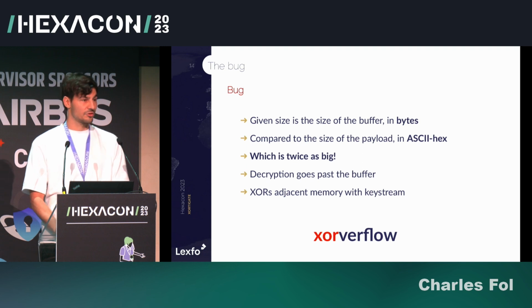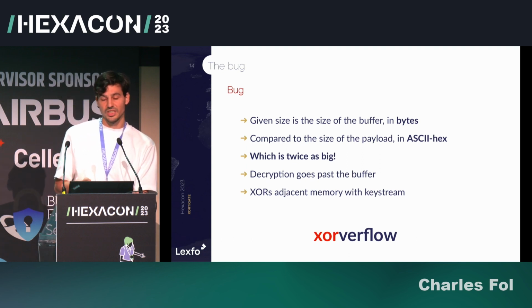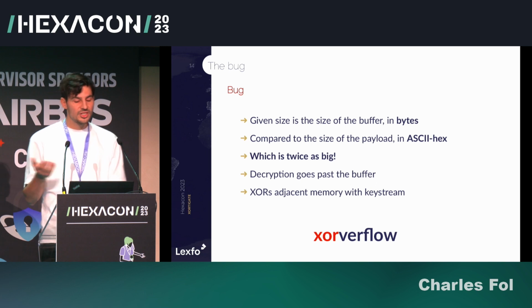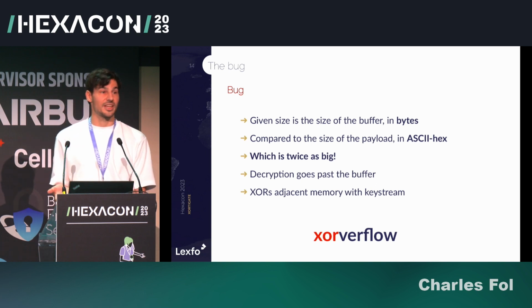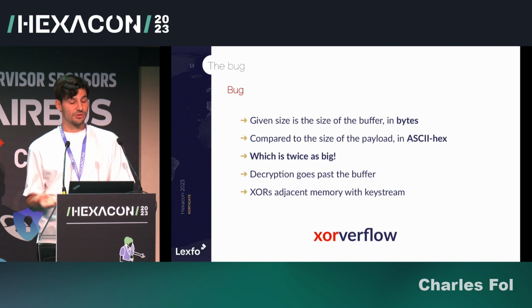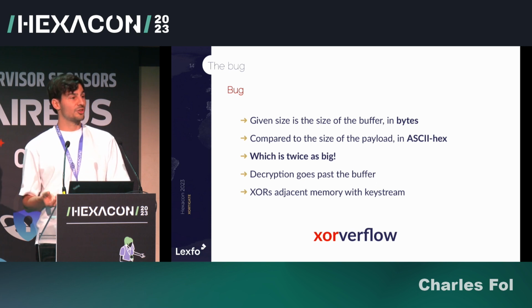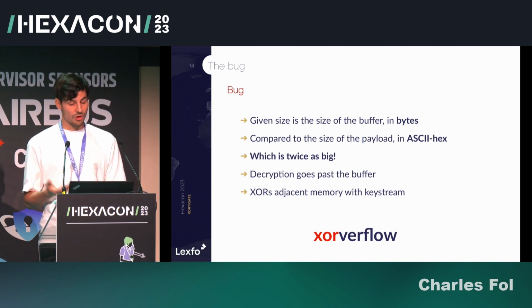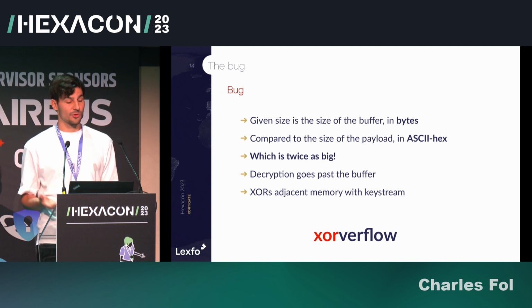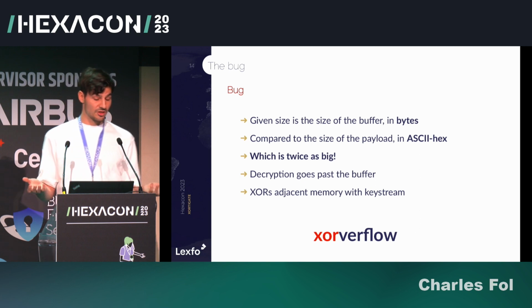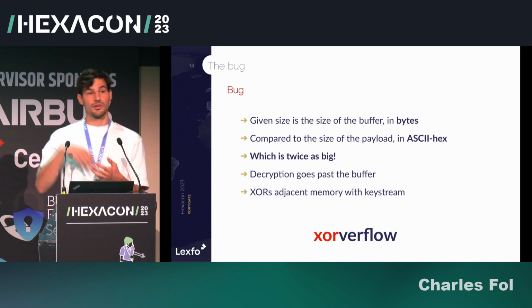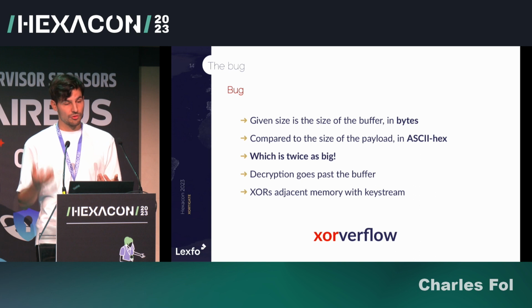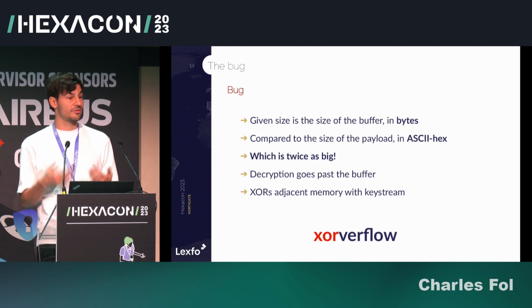The given size, so the size sent by the user, is actually the size of the buffer in bytes, and it's being compared to the size of the payload, which is in ASCII hex. So the size can be actually twice as big as it should be. And that means that the decryption process can go past the buffer, and the resulting problem is that we can XOR adjacent memory with a key stream. So that's why we named the vulnerability XORtigate. It's because we don't have an overflow where we overwrite bytes. We have XOR overflow where we can actually XOR bytes with some key stream.